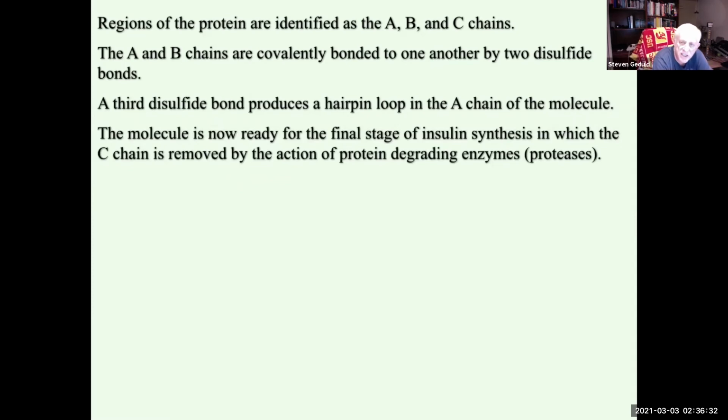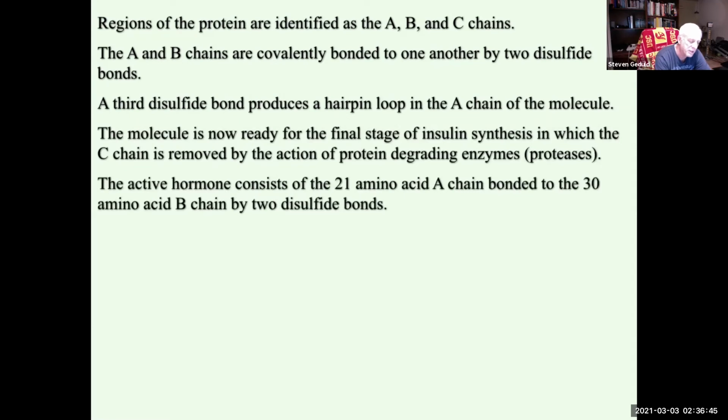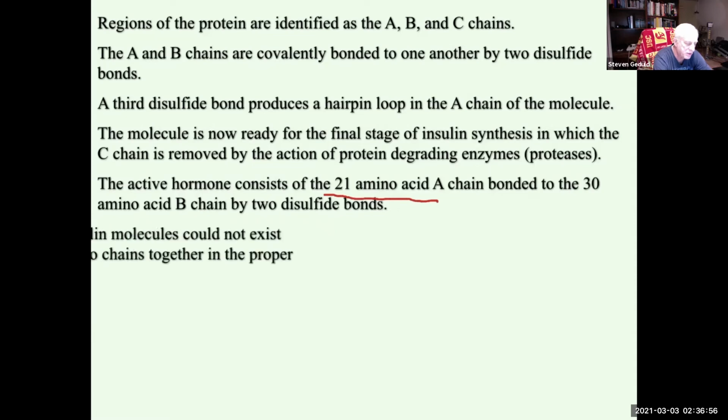Again, we'll get into all the proteases and where and how they break the bonds in the biochemistry portion. But you've got to understand how the disulfide bridges form so we can break them apart and form actual insulin. So the active hormone is only 21 amino acids long. The 21 amino acid A chain is bonded to the 30 amino acid B chain by these two disulfide bonds. So we have 21 amino acids in the A chain and 30 in the B chain.